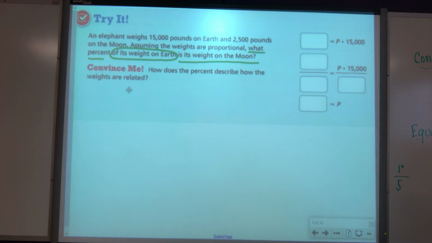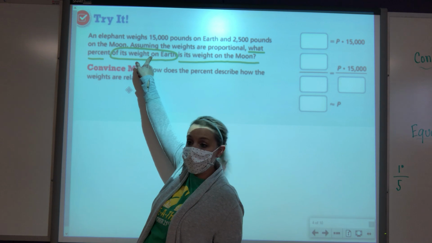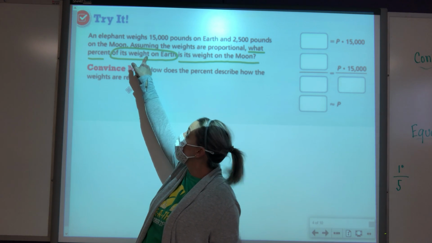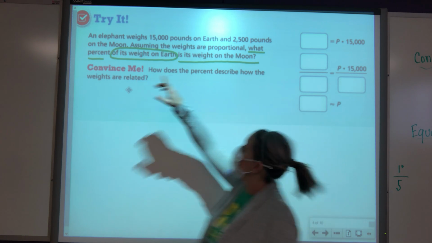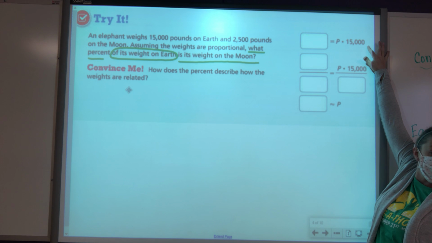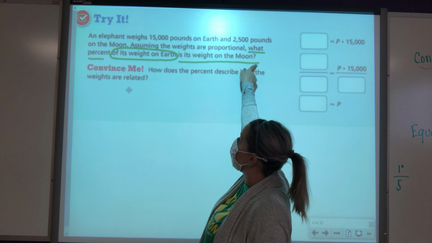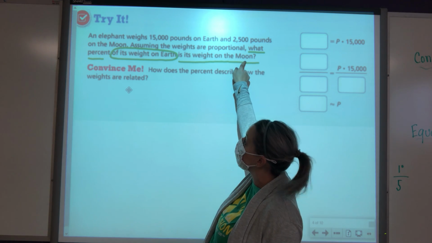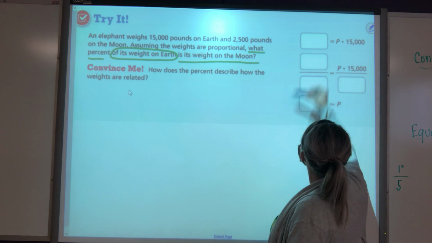Okay, so think about our is and our of. Is means part, of means whole. Okay, so of its weight on Earth, of means whole, so that means our whole is going to be 15,000 pounds. So that's why this 15,000 is right here. Is its weight on the moon? So is means the part. So what goes right here? 2,500.